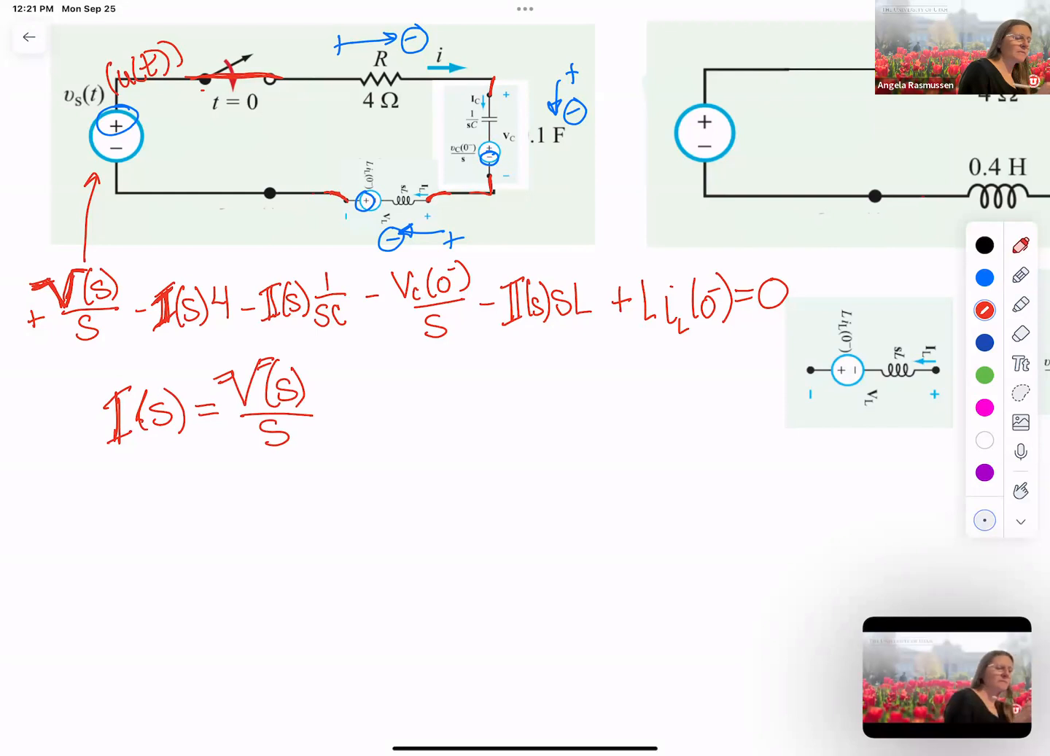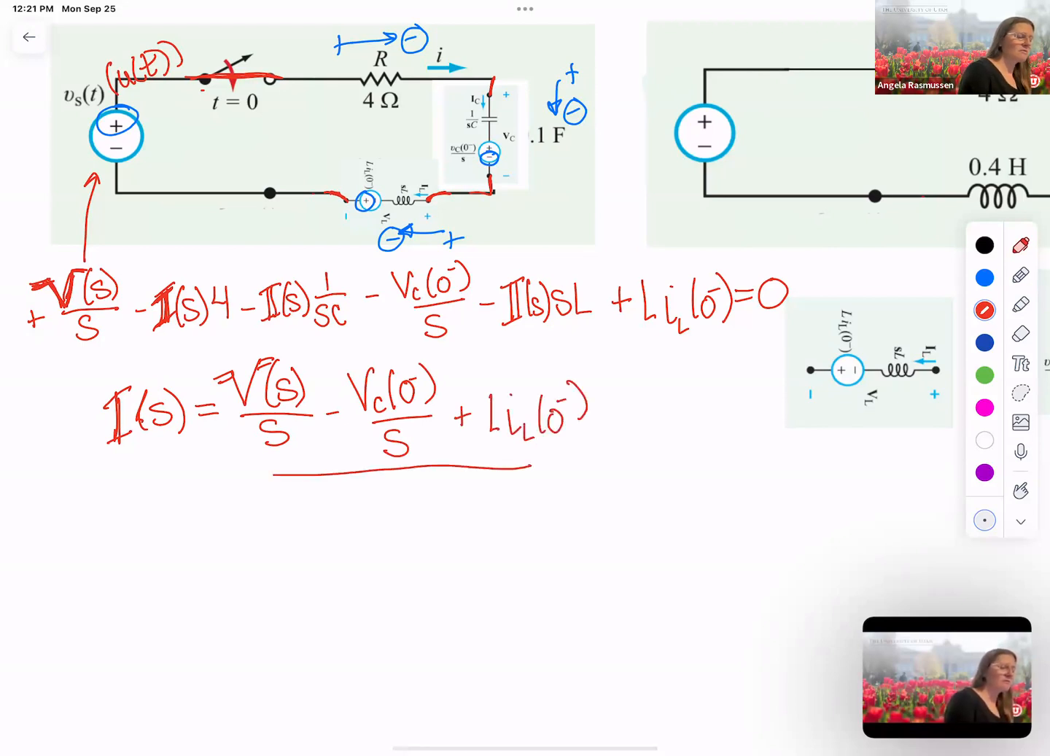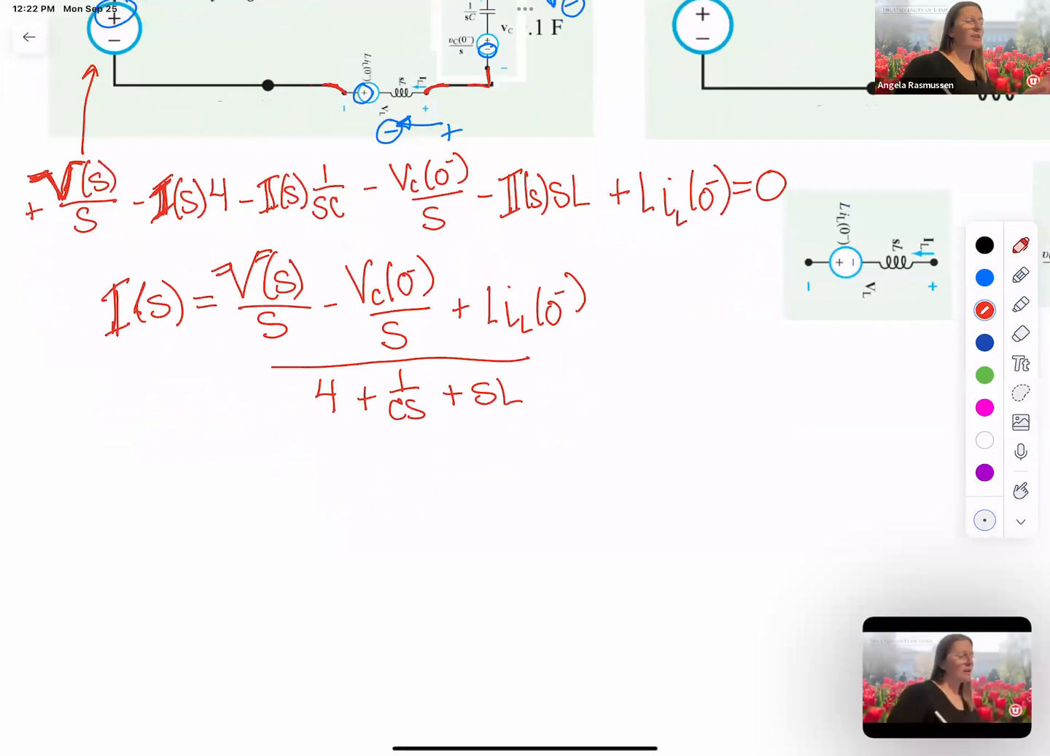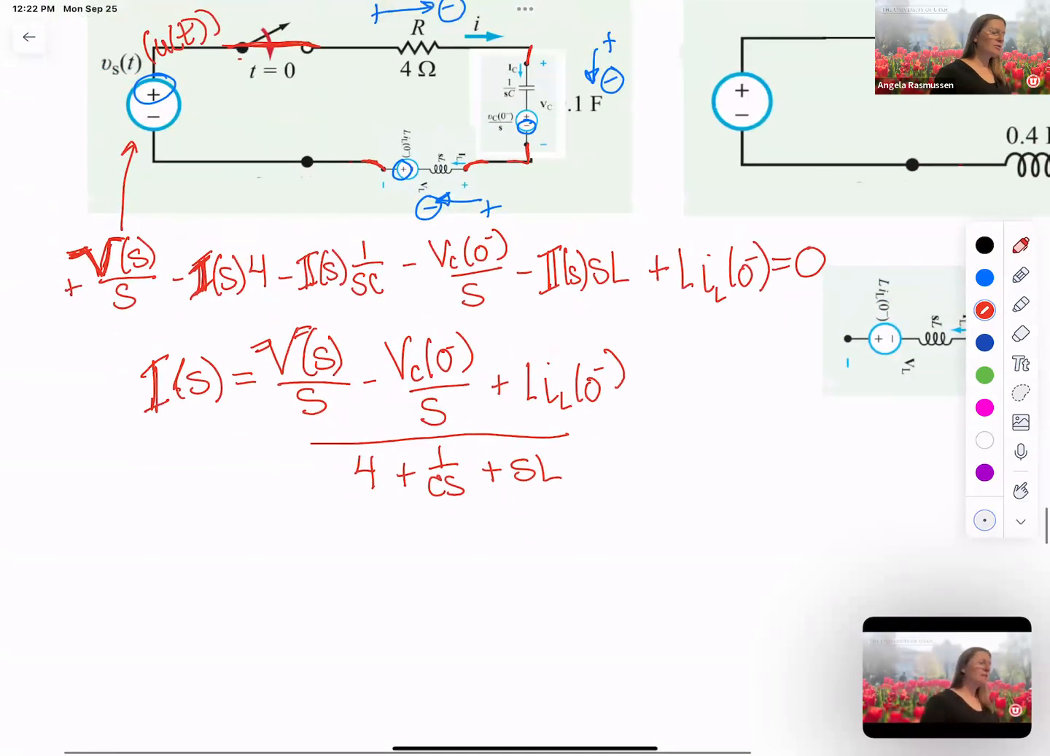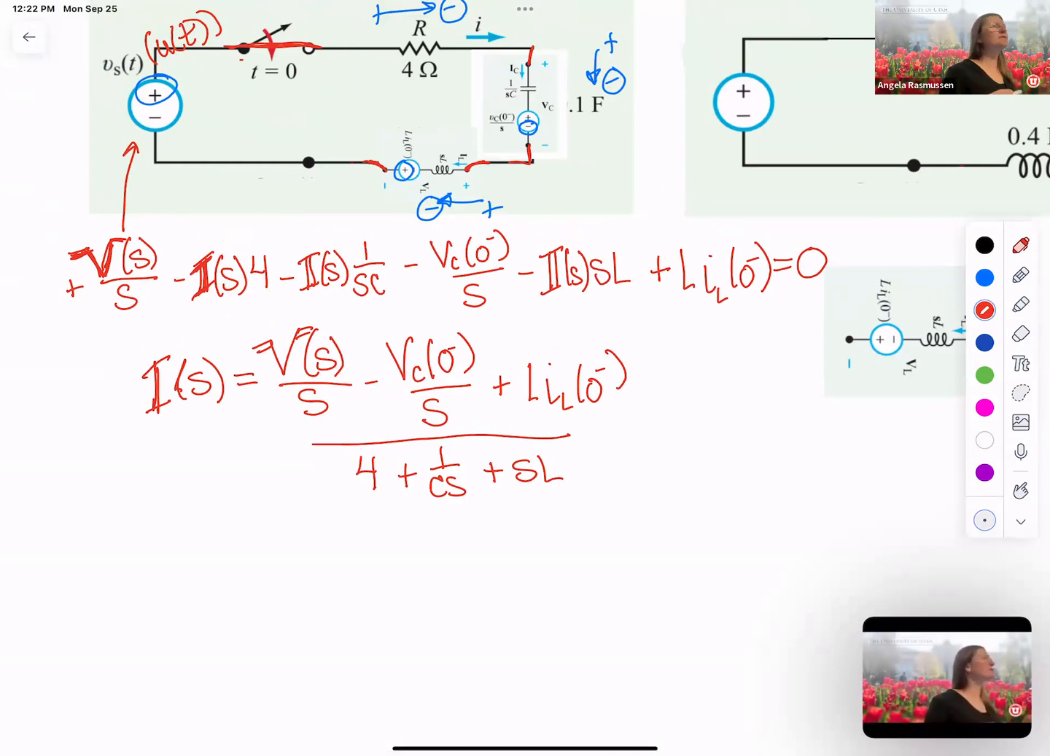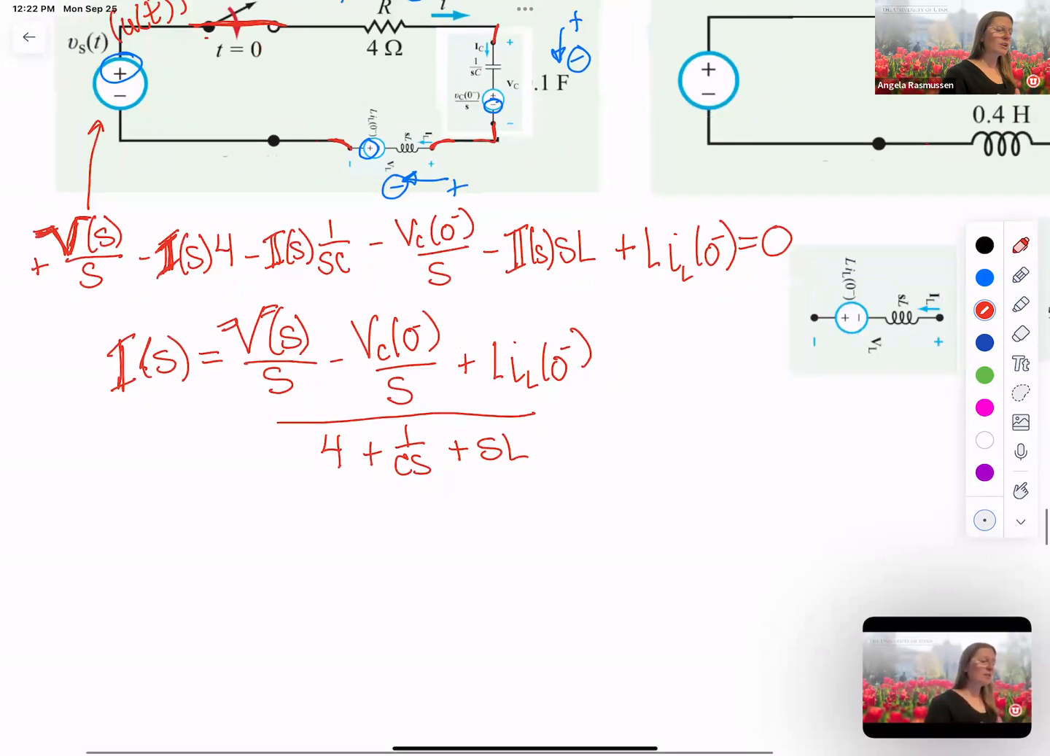Do you know what S is? So no, it's a variable. Okay. So Vs will be a known value. That's the battery value. So that would be some constant, 5 volts, 10 volts. So it would be 10 over S. Vc of 0 minus is going to be found based on this circuit. So we can go back to find that.